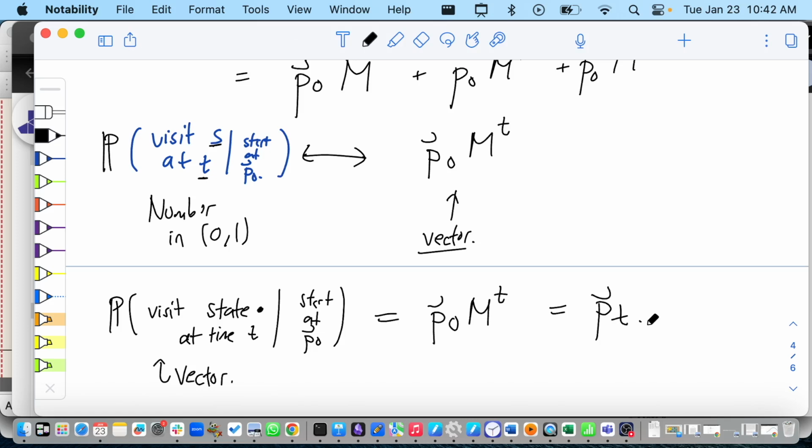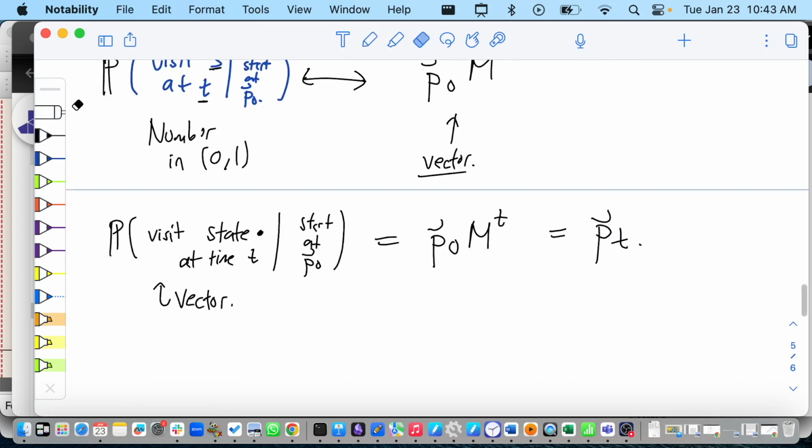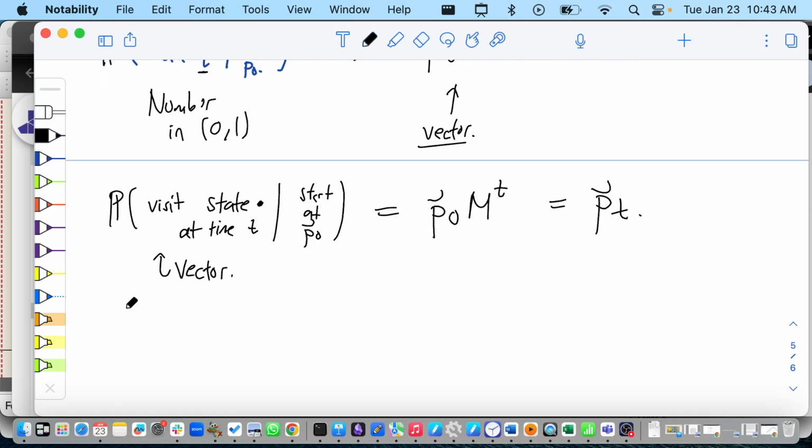Another way: I upgraded my number into a vector by thinking of the states as different locations. You can also downgrade your vector into a number by plucking out the right entry. How do you downgrade a vector into a number? You could say, take the s entry. So I could make this one an equality. Let me write it down over here: the probability you visit state s at time t, given you start at the vector p0.